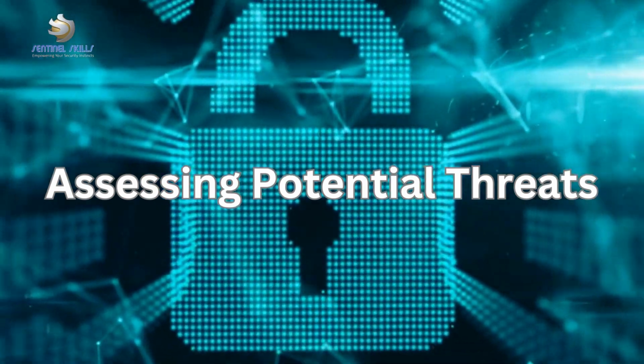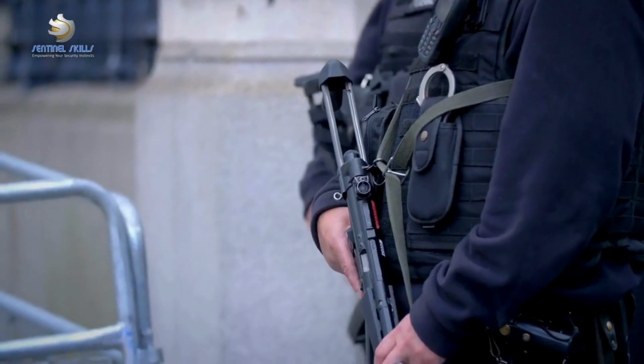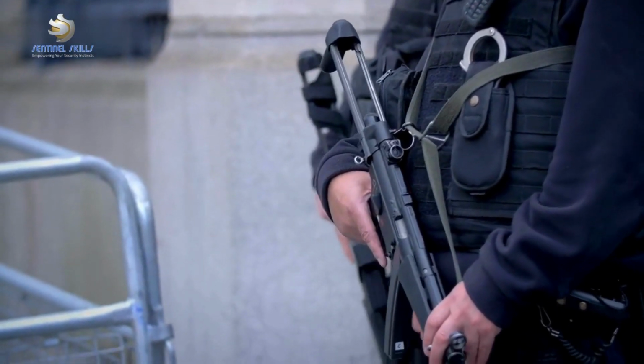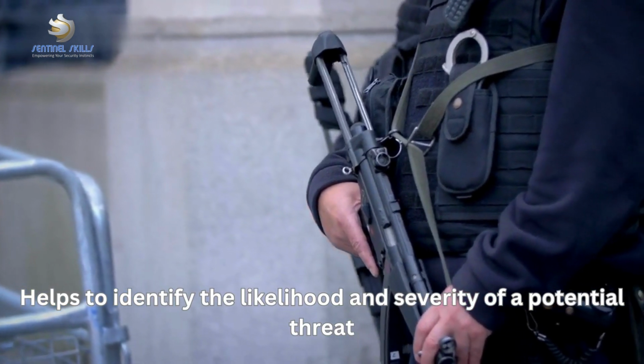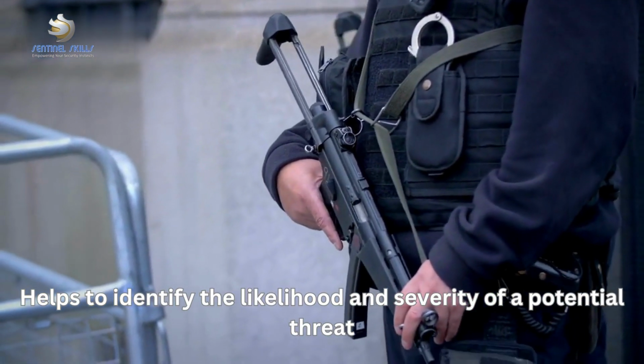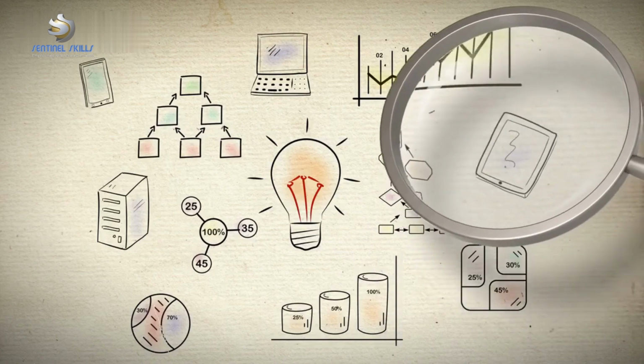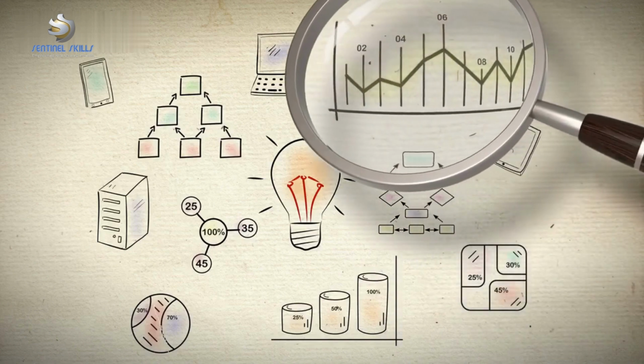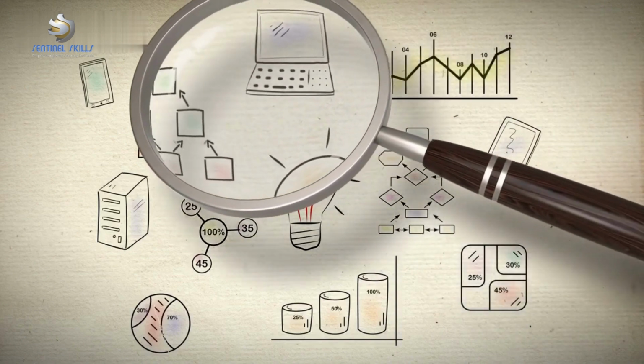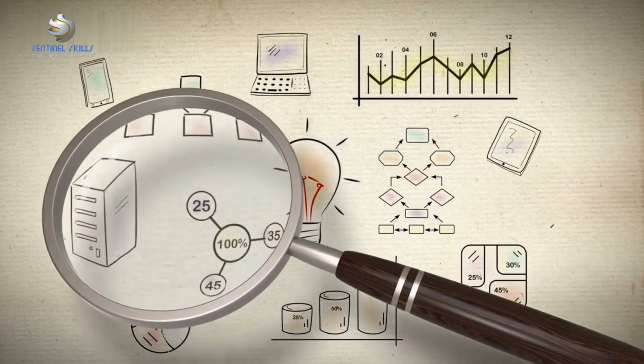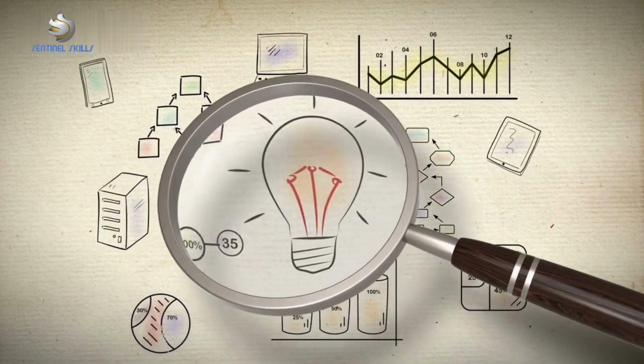Assessing potential threats. Assessing potential threats is a crucial first step in this process, as it helps to identify the likelihood and severity of a potential threat. This assessment involves analyzing information about the potential threat, including the individual or group involved, their motivation, and their access to weapons or other resources.